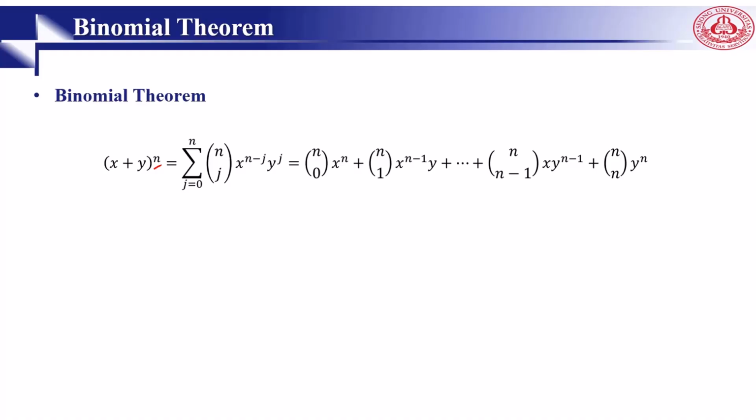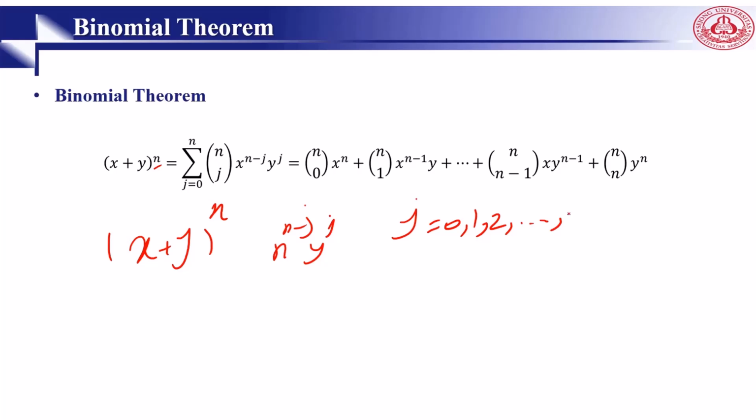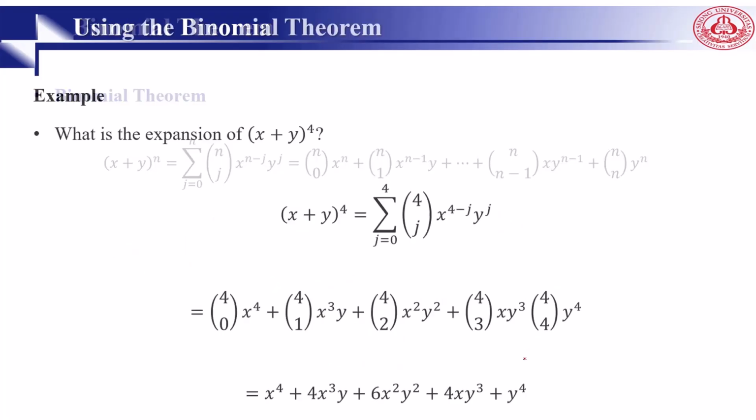The terms in the expansion of x plus y to the power of n are in the form of, for example, x to the power of n minus j, y to the power of j, and j can be 0, 1, 2, up to n. To form a term like this one, it's necessary to choose n minus j x's from the n sums. Therefore, what is the coefficient of x to the n minus j, y to the j? It is the combination of n and n minus j, which is equal to the combination of n and j.